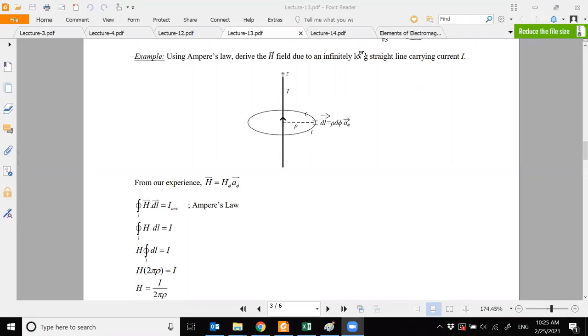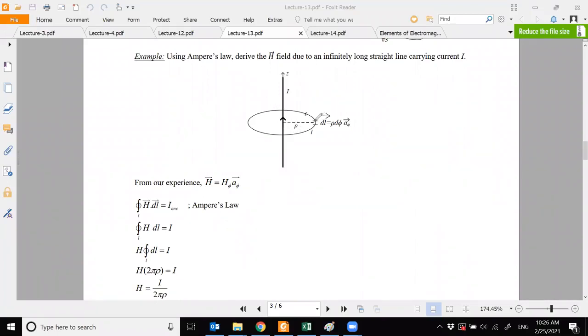So this is a closed hypothetical loop which I have drawn here, and this is called the Amperean path, closed path, or sometimes the Amperean loop. So we have created this, and now we will apply Ampere's law here. This Amperean loop, as you can see, has radius rho.